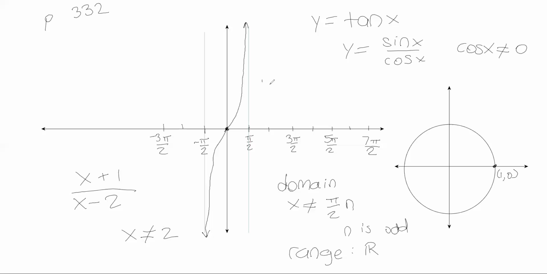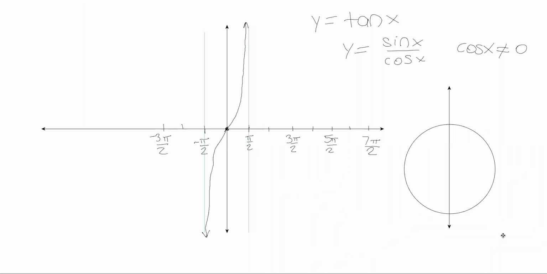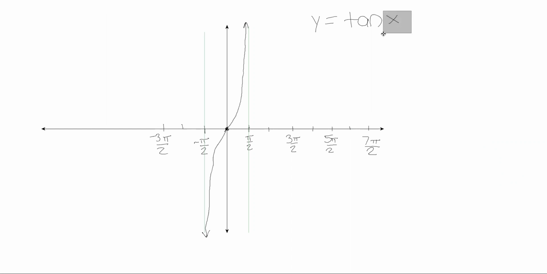So now this is the parent function. Let's see if we can graph the tangent function with a slight modification. So let's make just a slight modification. Instead of y is the tangent of x, let's do y is the tangent of x over 2. How does that affect the way the graph looks? It's gonna grow wider.